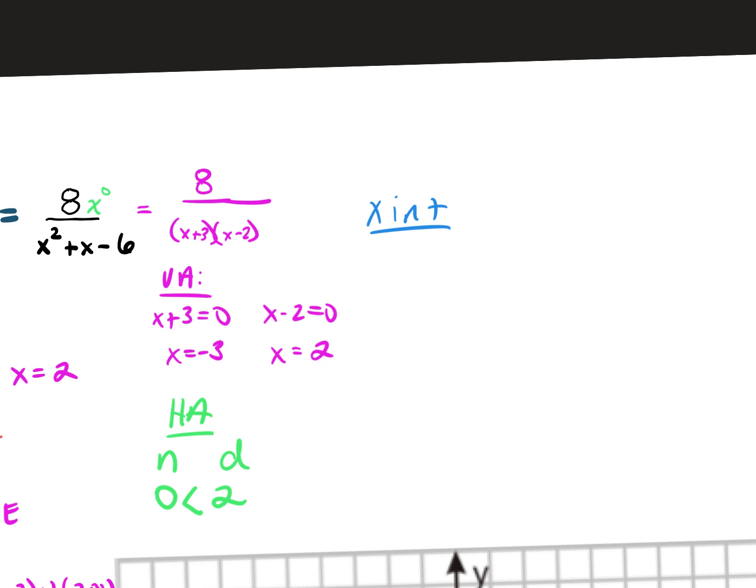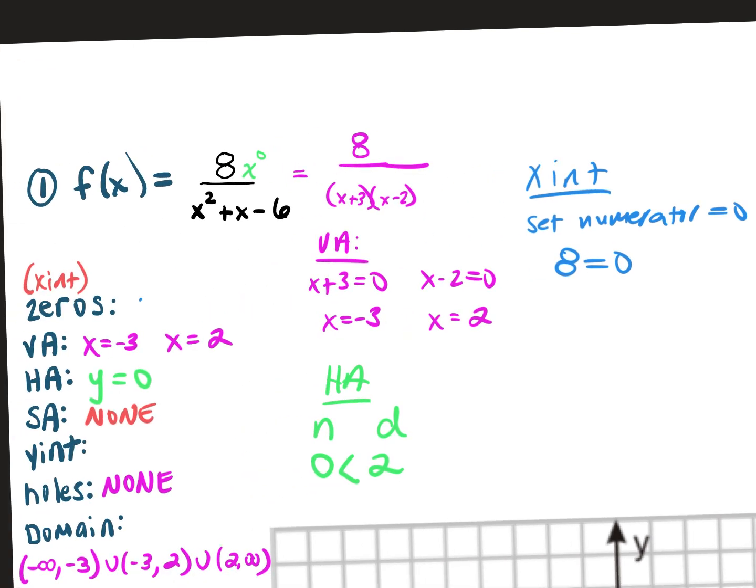Okay, how do you figure out the x-intercepts? You set the numerator equal to 0. So this says 8 equals 0. Is that true? No. So does this have any x-intercepts? No, so you would say none. That is very helpful, guys, graphically. So when you go to graph this, it's not going to do what? It's not going to touch the x.